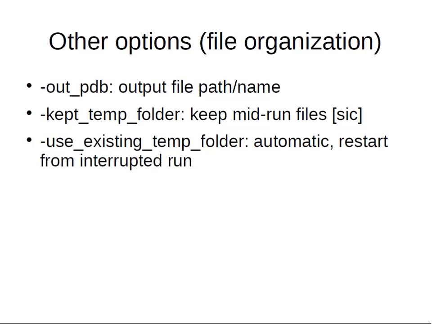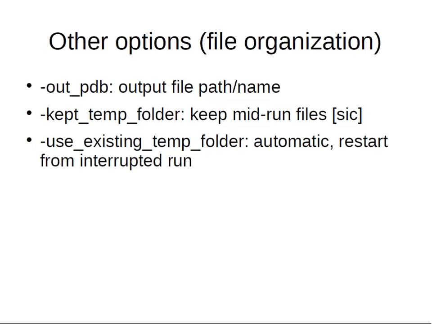So that gives you an outline of doing a global run with Eraser. The Eraser.py Python program takes several other options for things you might want to do. There's a couple of options for file organization. There's -out PDB, useful for putting your output in a different place or with a different file name. This is particularly useful if you're doing groups of residues refining separately and you want the outputs to go to different file names. Keep temp folder keeps all the files that Rosetta generates during the run.